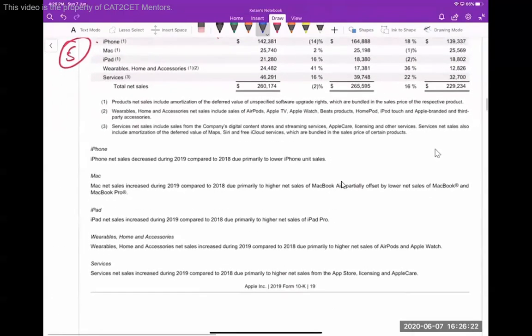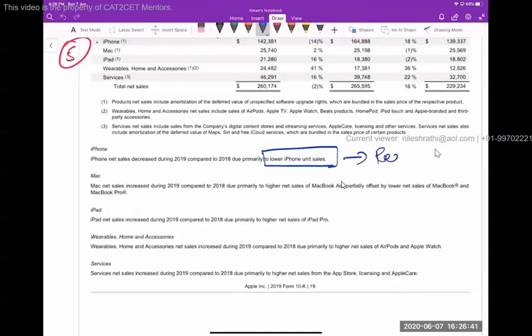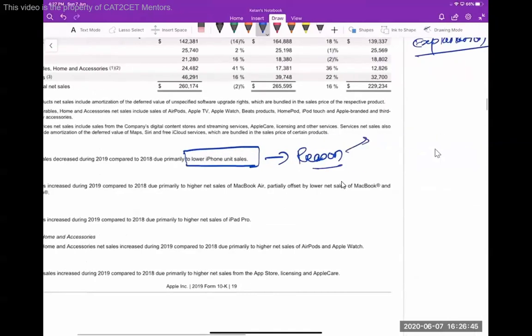See, over here: the reason iPhone net sales decreased during 2019 compared to 2018 was primarily lower iPhone unit sales. This is something that can't be digested. Lower iPhone unit sales. Okay. Now the question is, what was the reason for lower iPhone sales? Did your strategy go wrong? Was your pricing not good, or did you have a tough time with your competitors? What was it?